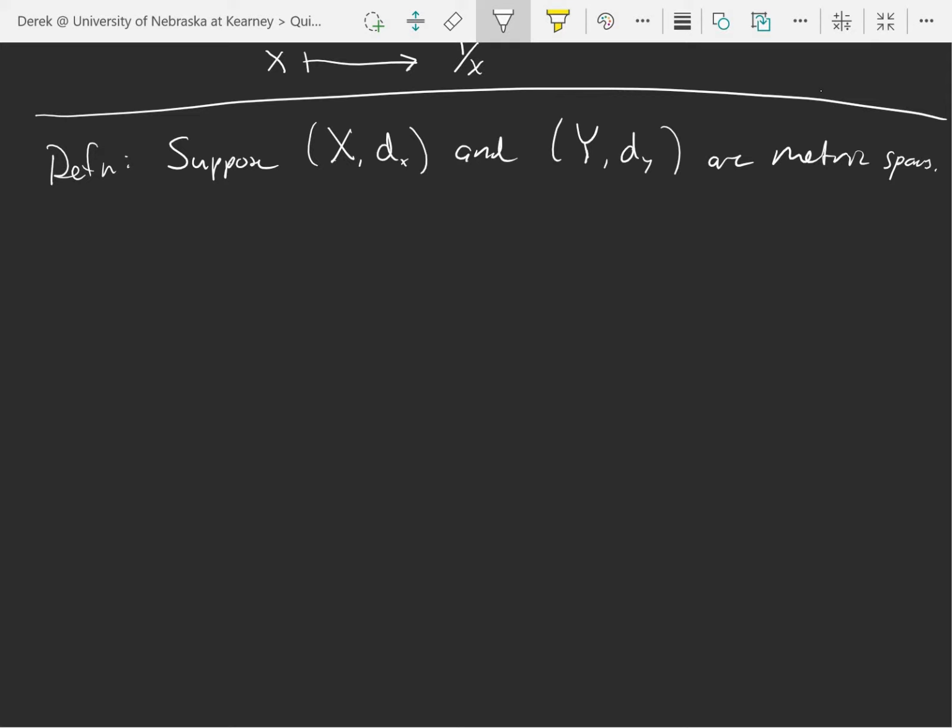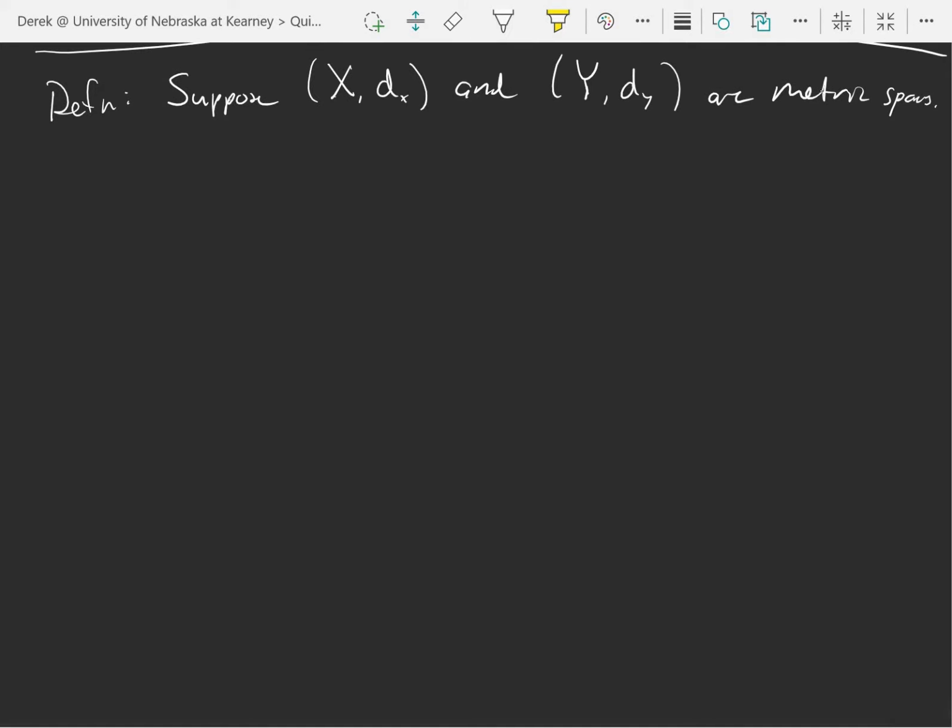Okay. So we're going to take a subset of X, and the book calls it E, so we'll take E to be a subset of X. And f is going to be a function from E to Y. Okay, so now we've got our setup.